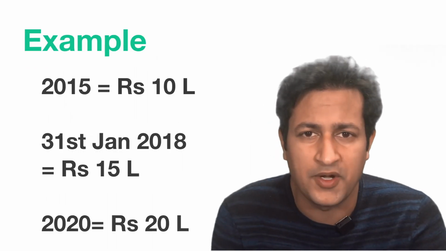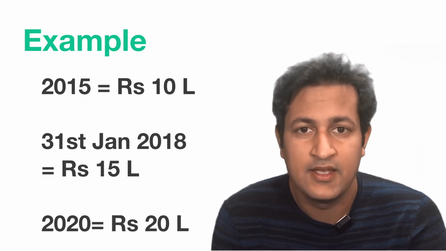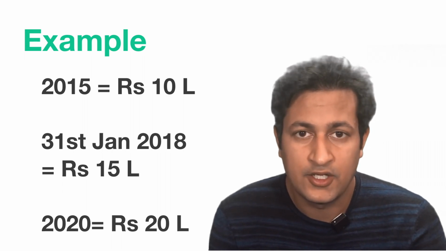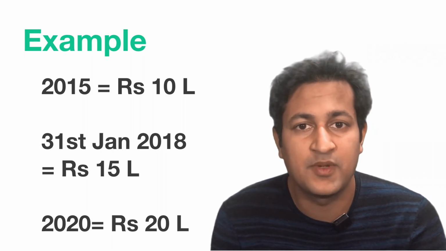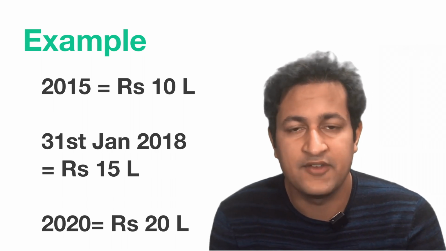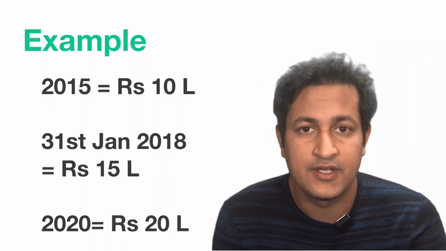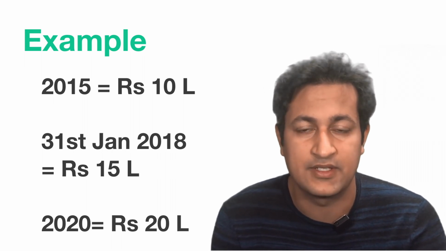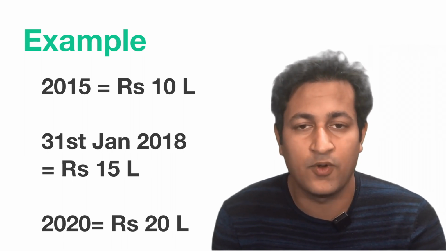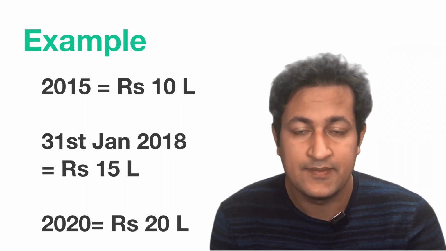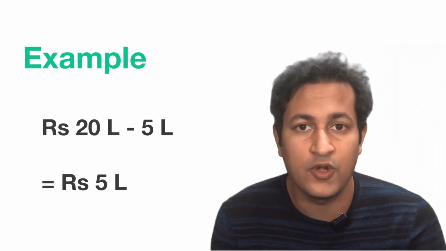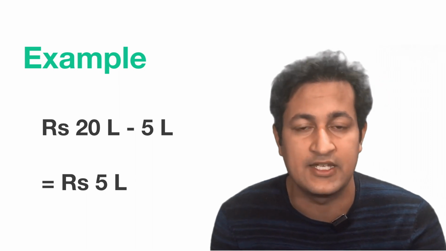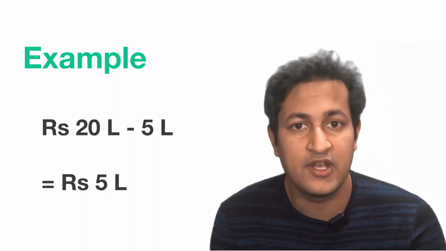So let's take an example to understand what the term grandfathered means. Suppose you made an investment in 2015 of 10 lakh rupees. On 31st January 2018, the value has become 15 lakh. You sell the investment in 2020 at 20 lakh rupees. Now the actual capital gain is 20 lakh minus 10 lakh, which is equal to 10 lakh rupees. But since the policy was introduced in 2018, you will be paying capital gain only on 20 lakh minus 15 lakh, which is the price on 31st January 2018. So your capital gain is equal to only 5 lakh.